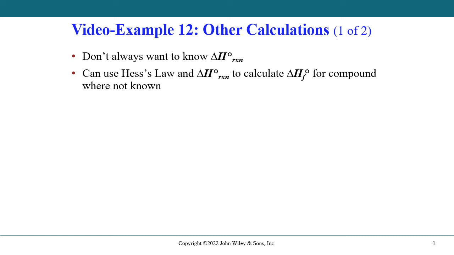Welcome to Chemistry 1B example 12. Now in some cases we don't always want to calculate the delta H of reaction, and we can use Hess's law and the delta H of reaction, if it's given, to calculate the delta H of formation for a compound where it's not known. So this is the point of the example.